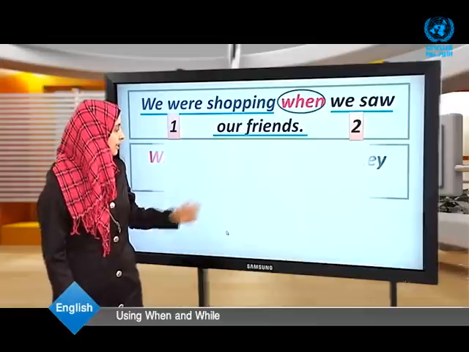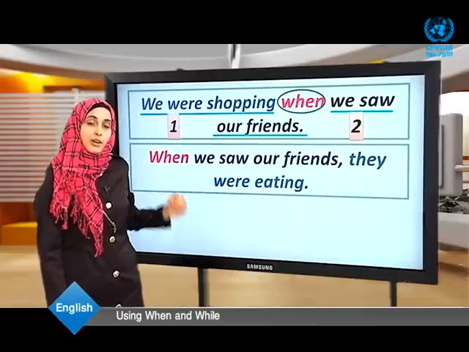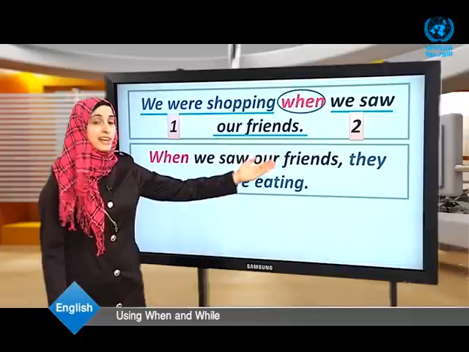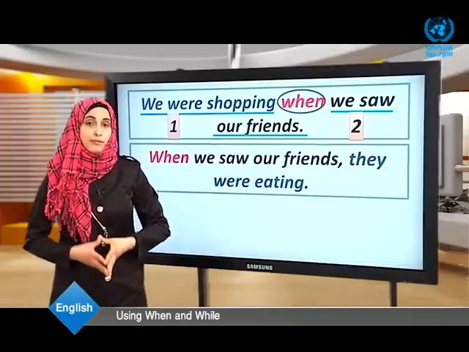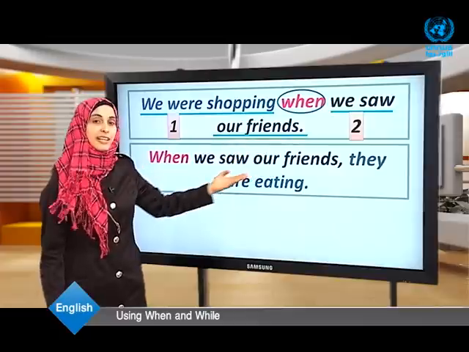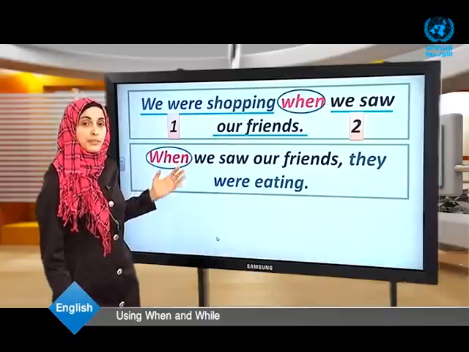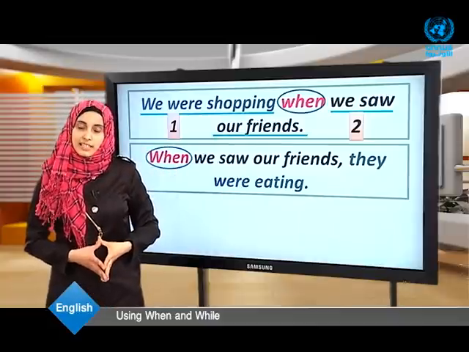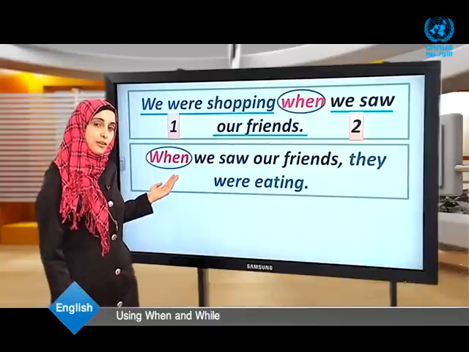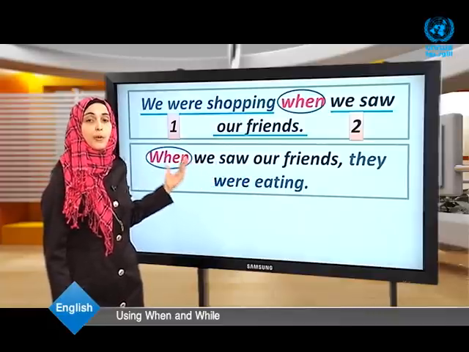Now look at this example. When we saw our friends, they were eating. Again, we have two actions. We saw our friends, past simple. They were eating, past continuous. And they are joined with when. Now, where is when here? Excellent. It's at the beginning of the sentence. So again, we have two actions joined with when.